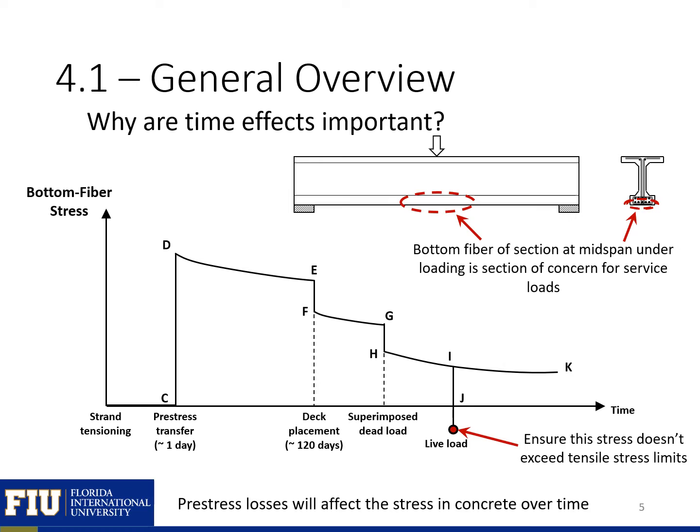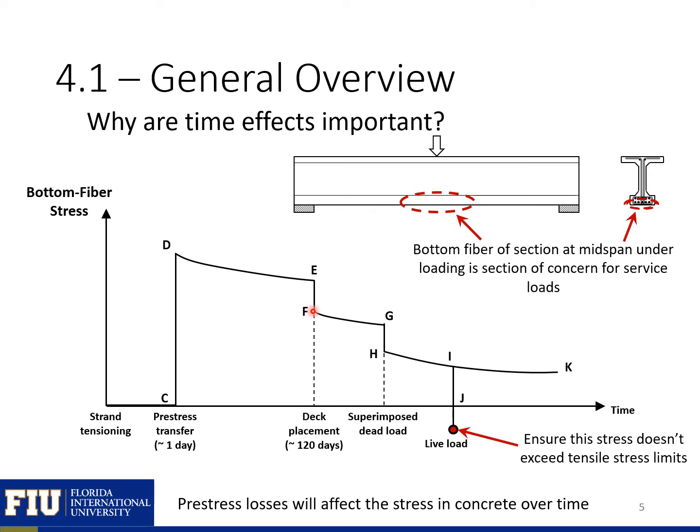The strand stress that we saw in the previous slide is going to impact the bottom fiber stress of our section. So when we first transfer the strand stress to our beam, the bottom fiber of our beam, highlighted here, is going to be in compression. Then over time, as our strand becomes less effective due to creep, shrinkage, and relaxation, our bottom fiber stress is going to go down.